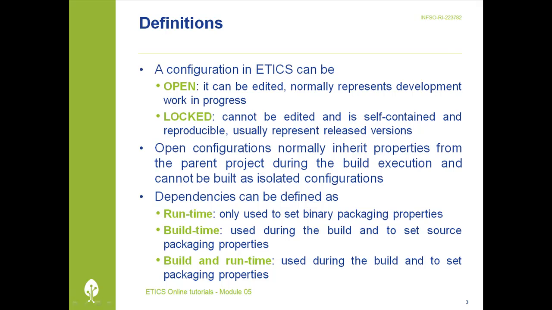In ETICS, the dependencies of a configuration can be defined as runtime, build time, or both. Runtime dependencies are not checked out during the build and are only used when generating binary packages like RPMS and deb files. Build time dependencies are used during the build and when generating the source packages like srpms and source deb files. Of course, a dependency can be both runtime and build time.